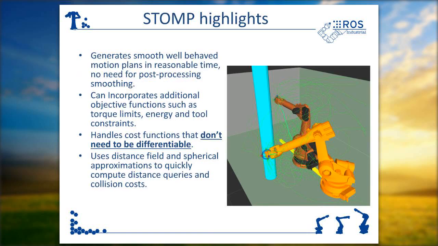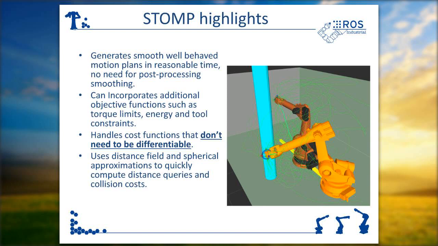Sorry about that. Okay. So some of the strengths of STOMP is that, as I mentioned before, it's able to generate smooth, well-behaved motion plans in reasonable time. So this eliminates the need for post-processing smoothing, since smoothing is itself a goal in the optimization process of STOMP. In addition to smoothing and obstacle avoidance, STOMP can accommodate other objective functions such as torque limits, energy considerations, and tool constraints. One neat feature about STOMP is that it can accommodate cost functions that are non-differentiable, meaning that in the mathematical sense, if you were to take the derivative of your cost function, you still get a function that has discontinuities.